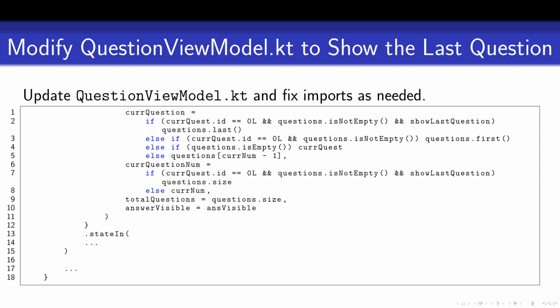The question selection logic is updated to check whether the current question ID is 0 and if ShowLastQuestion is true. If so, it selects the last question in the list. If ShowLastQuestion is false but we still have no current question, it defaults to the first item. This ensures consistent behavior, whether users are viewing or adding questions. The question number and list are also updated accordingly.